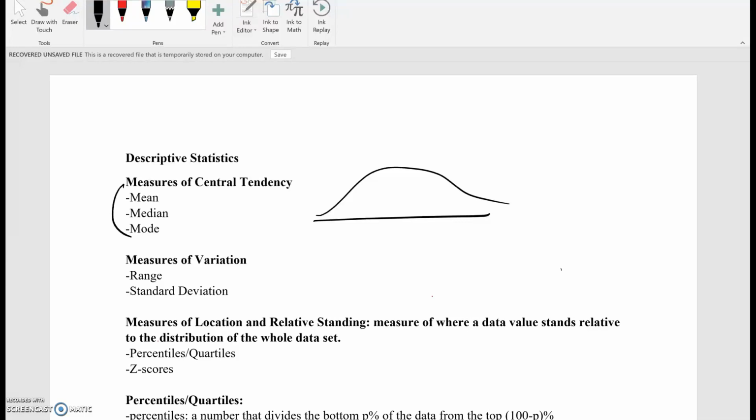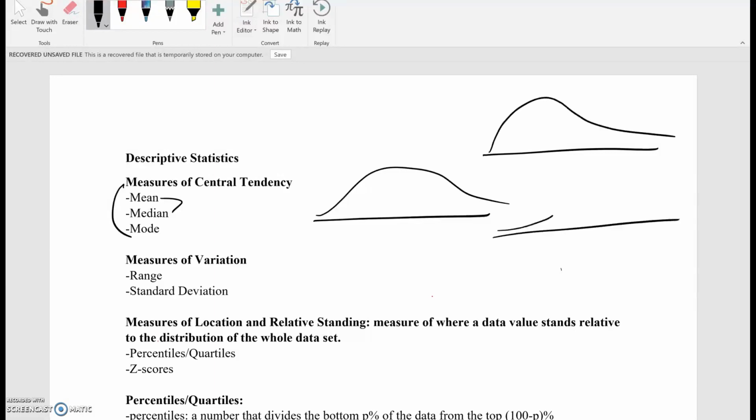the mode. Further, we were able to talk about the mean and the median in terms of skewness. So if we had skewed data, how does that affect the mean? Where exactly is the mean and where is the median when we had these different types of data? So measures of central tendency just look at the center.